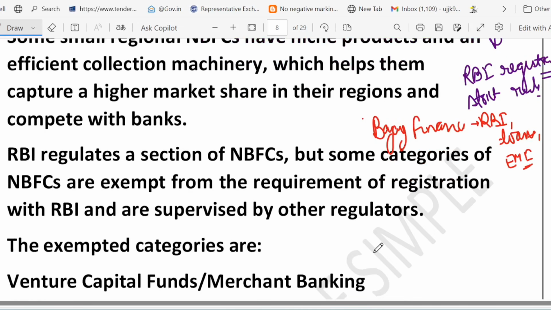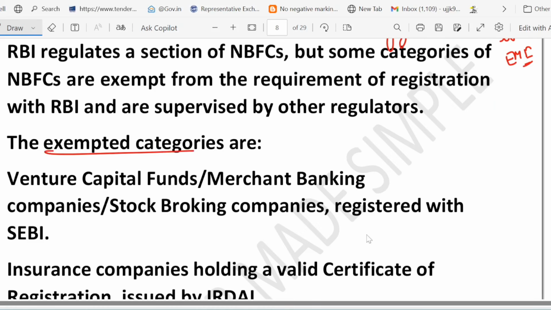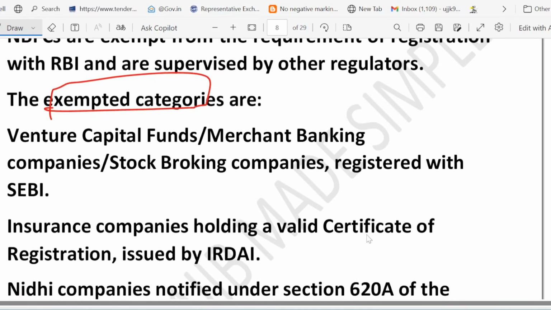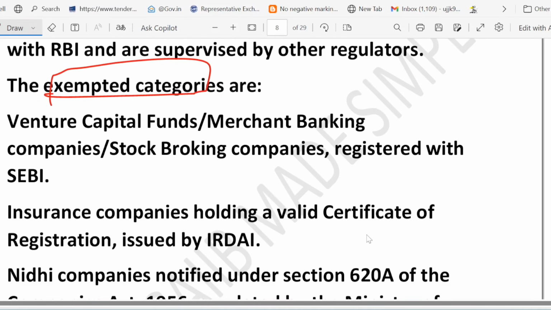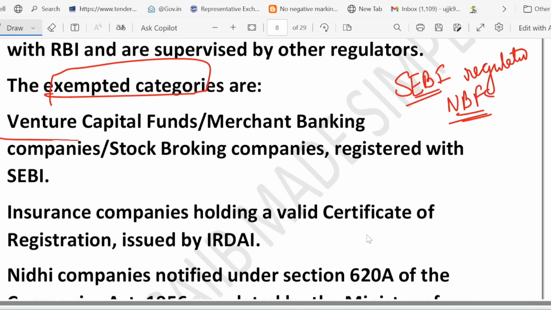Now, besides that, there is an exempted category. Some NBFC are exempted from RBI regulation, but they are monitored by another authority. Who is the other authority? Like SEBI, Securities and Exchange Board of India. So there are some NBFC regulated by SEBI, called SEBI regulated NBFC, like venture capital funds, VCF. For example, if you are a startup investor, they are like a venture capital fund. Then merchant banker or stock broker.